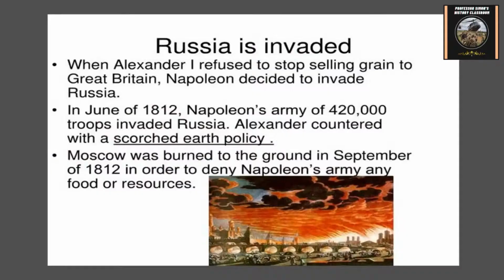The Russians responded with scorched earth policies, where they burned any structures or buildings that could help Napoleon's forces. They burned their crops and things like that. These policies became a nightmare for Napoleon as he invaded Russia. He found that Russia was a very poor country compared to the rest of Europe.